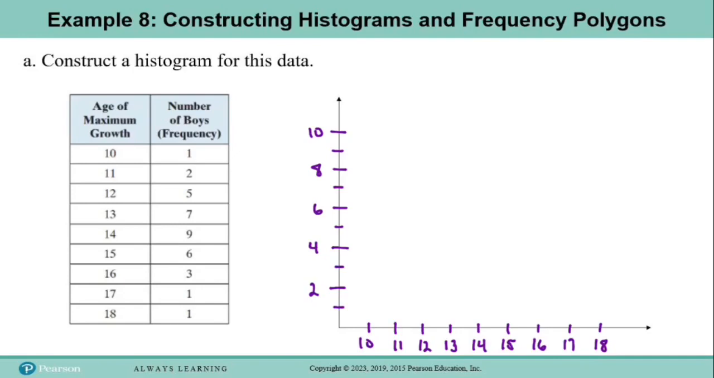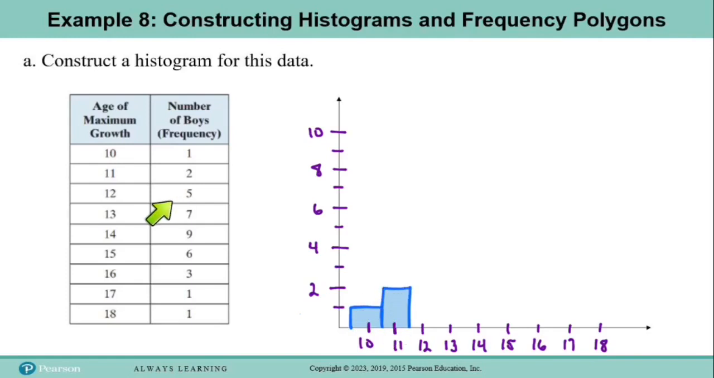So my first bar is going to be 1 unit tall, and it's going to be centered over the 10. So that's my first bar. Now my second bar for the 11 class needs to be 2 units tall. So it will be about 2 units tall, and it will be centered over the 11. It's going to go right here. And so that's our second bar.